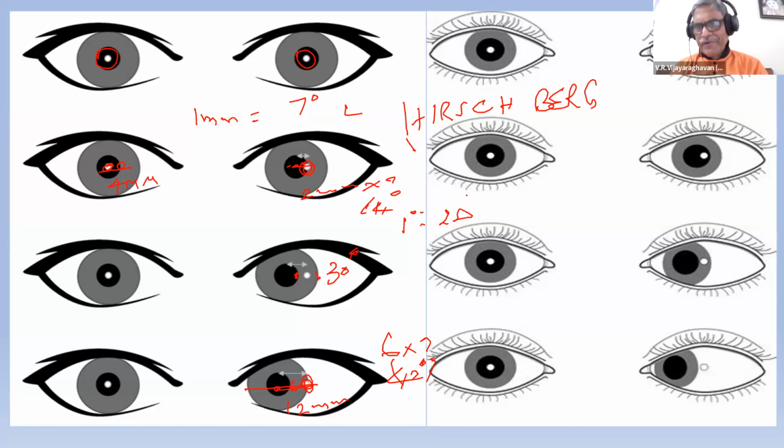Here, one tricky point. Suppose the pupil is only 2 mm in diameter, and the reflex is falling on the pupillary margin. Don't tell immediately 15 degrees. You know that the pupil is 2 mm in diameter, so it is a 1 mm shift, so only 7 degrees. Whether you must tell in exams, don't always think the pupillary margin is 15 degrees. You have to consider the diameter of the pupil.